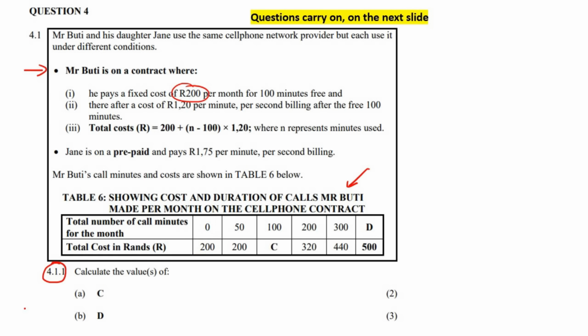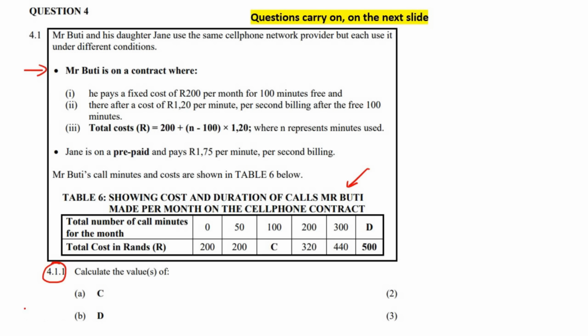Now, think about this carefully. How many minutes does he get for free? He gets 100 minutes for free. So if he made 50 minutes of calling in that 1 month, then he's not going to pay any extra than the 200 Rand. Because remember, he pays 200 Rand, and with that, he gets 100 minutes for free. So if he only uses 50 minutes, then he won't have to pay extra.